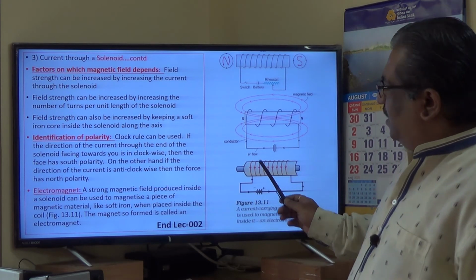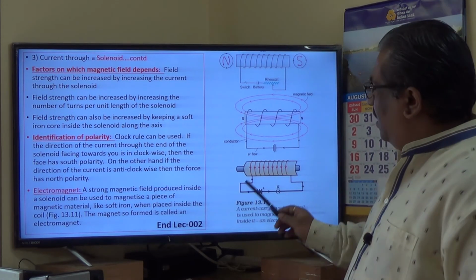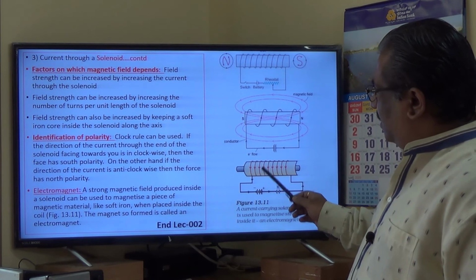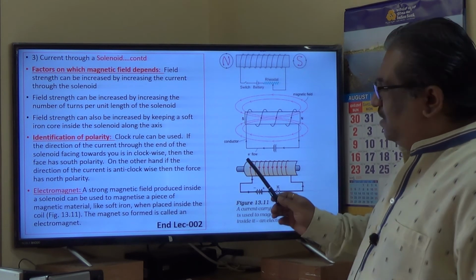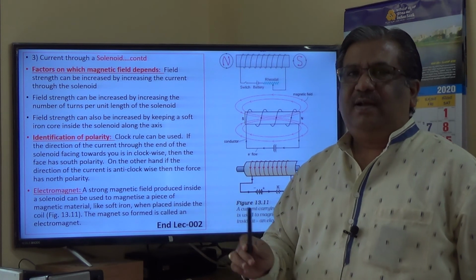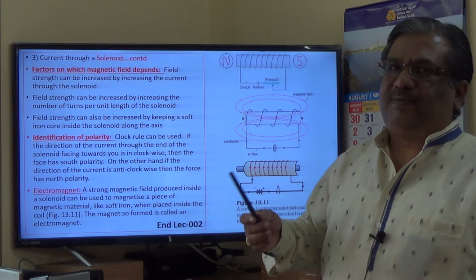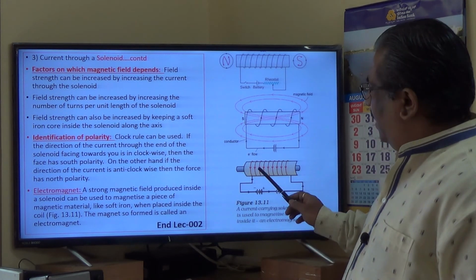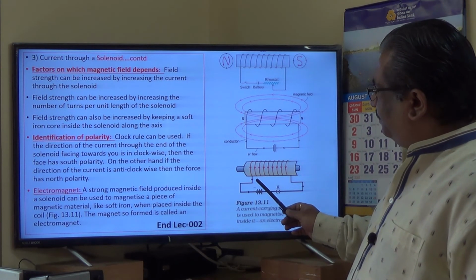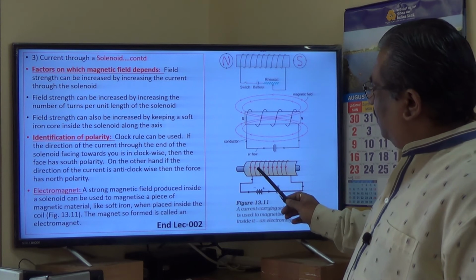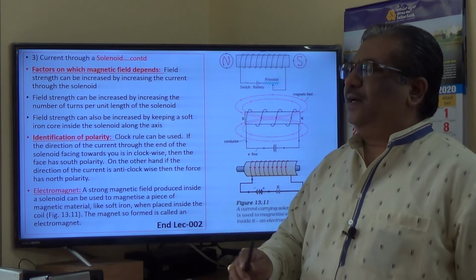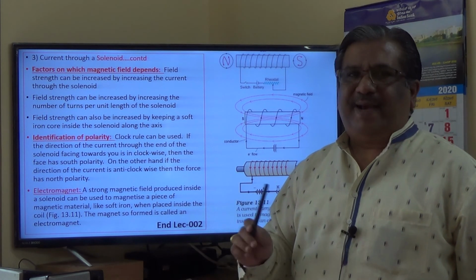Such an assembly is called an electromagnet because as long as the current flows through the solenoid, this entire assembly behaves like a magnet. When the current is switched off, it will no more retain its magnetic property. So it is called an electromagnet because as long as the current flows, it behaves like a magnet. When current is switched off, it will get demagnetized.